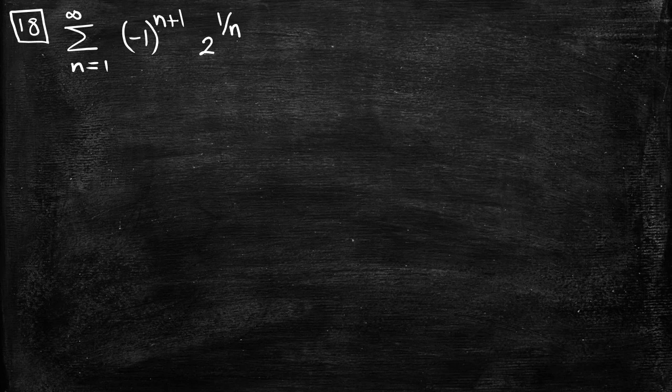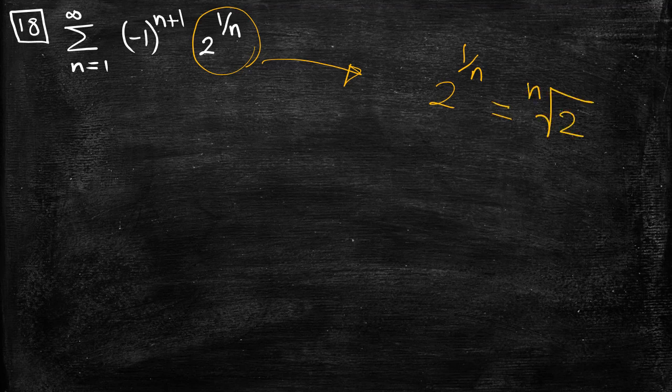Okay, the last one, hopefully. Number 18, we have this kind of series. First, we need to test the series. This series is 2 to the power 1 over n, which is the nth root of 2. So, okay, how can we test something like this? Let's think about something very easy.